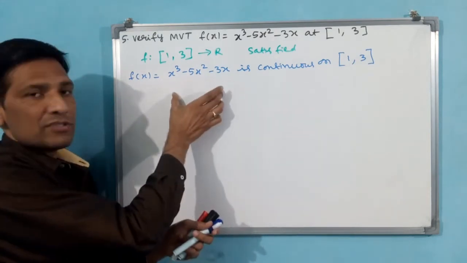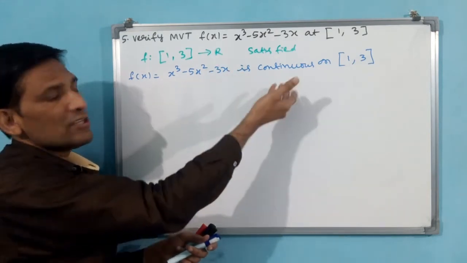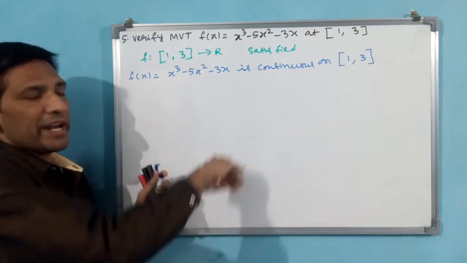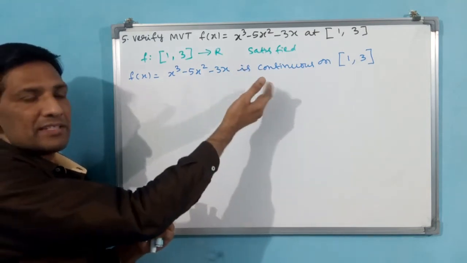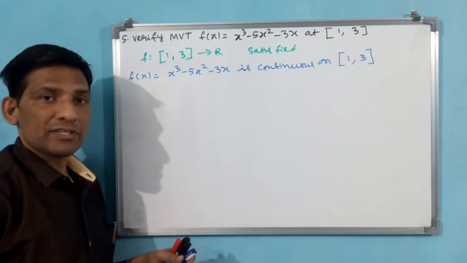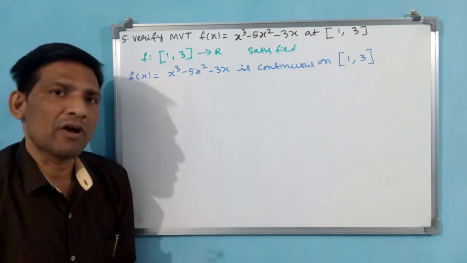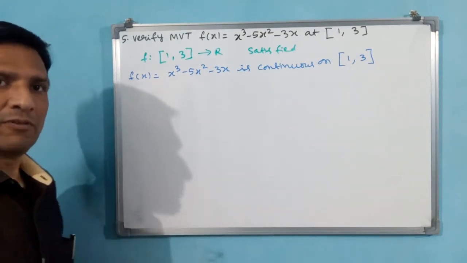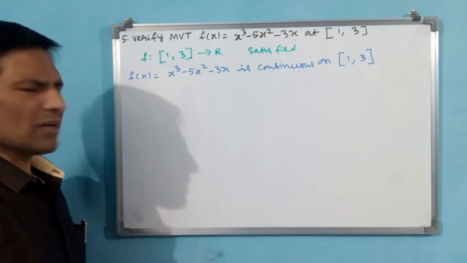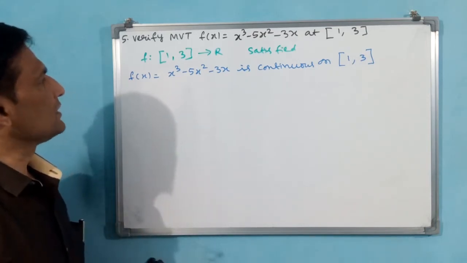Why? Because this is an ordinary polynomial function and there are no logical conditions like greater than or less than, where we would have to check whether it is continuous or not. This is a continuous function not only at 1 and 3, but for all real numbers. We have done this in earlier class questions.